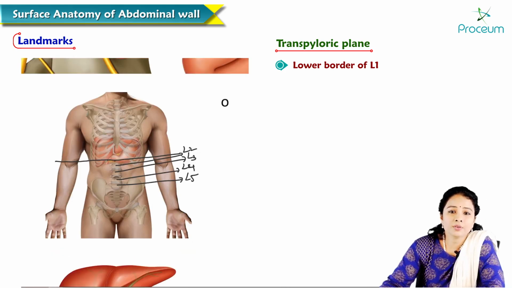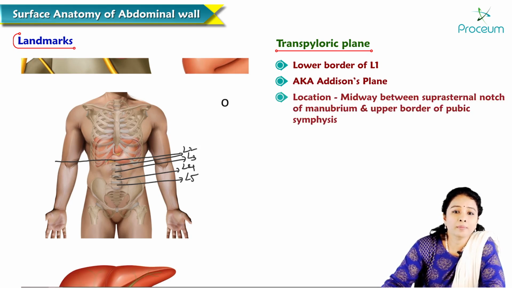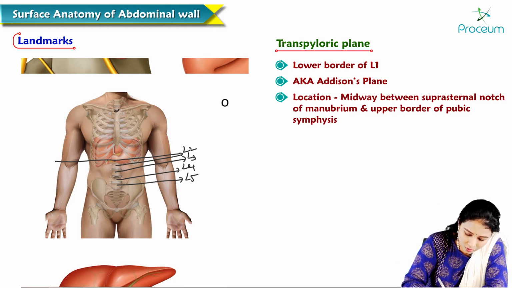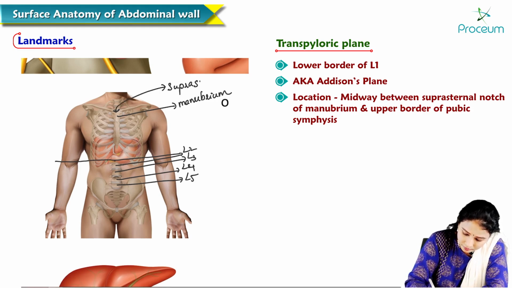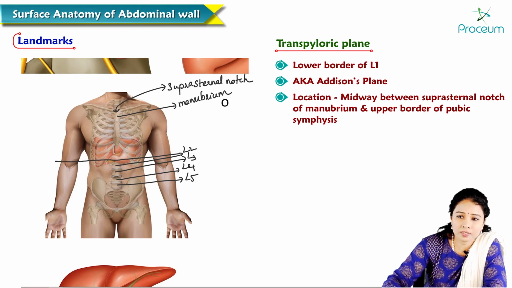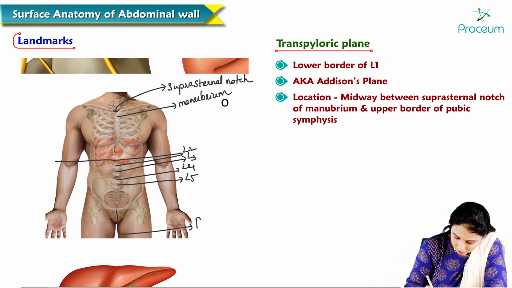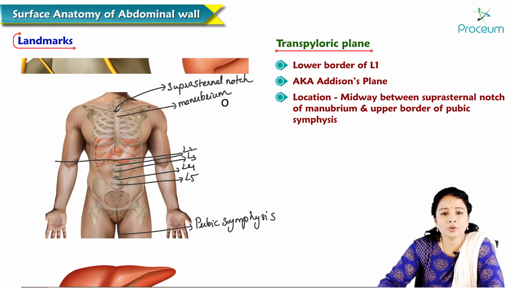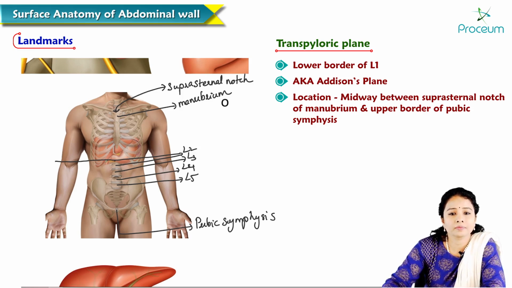Transpyloric plane, which is otherwise called as Addison's plane, lies midway between the suprasternal notch. So this is the suprasternal notch of manubrium. Here is the suprasternal notch. So from suprasternal notch, we have to draw a line till the upper border of pubic symphysis. So the midpoint over this line indicates the location of transpyloric plane.